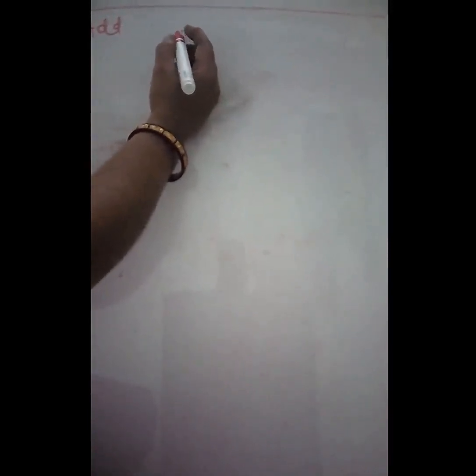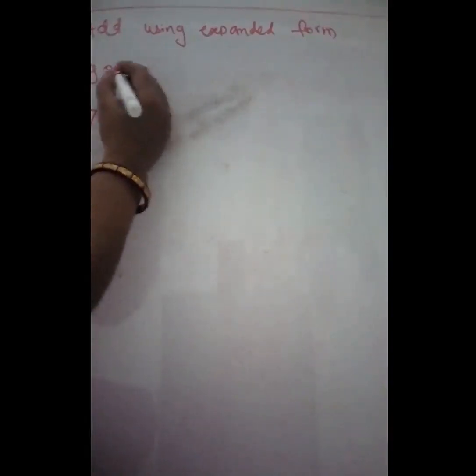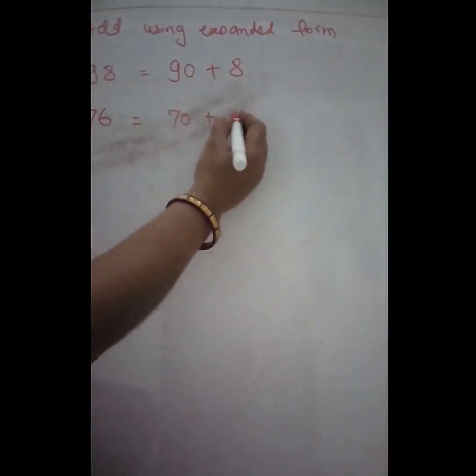We are going to solve the exercise on page number 22 first. Add using expanded form. So this is your question. 98 plus 76. You have to add. What is the expanded form of 98? 90 plus 8. And what is the expanded form of 76? 70 plus 6. You have to add this.